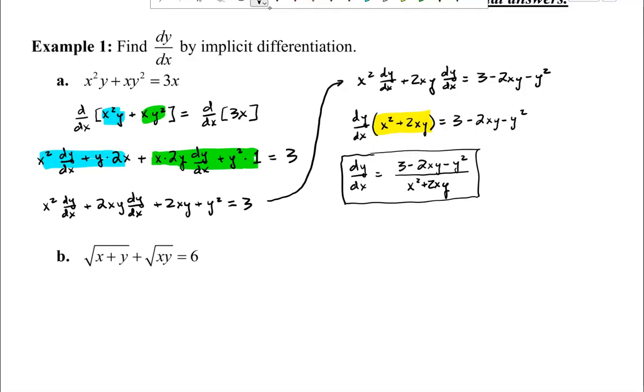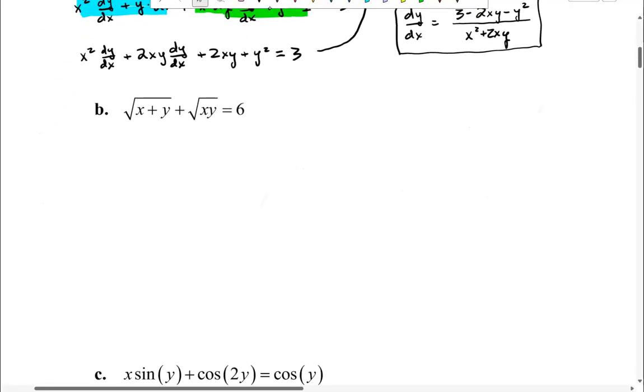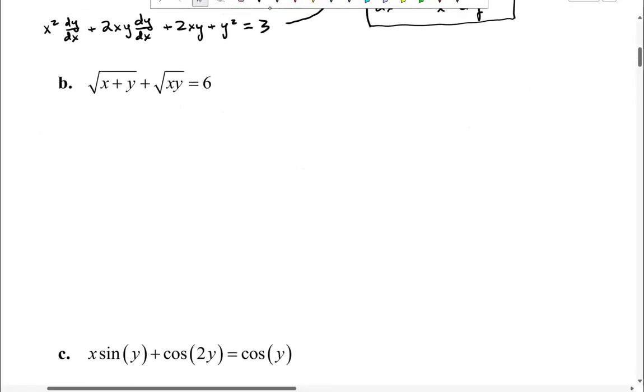We call this implicit differentiation because we're unable to get y by itself and take the derivative like we normally would. Or maybe we can get y by itself, but it's just too difficult or becomes too ugly for us to deal with. Let's look at part B. So with part B, we have these square roots, and we're going to need to take derivatives. So let's go ahead and first rewrite it as (x plus y) to the 1/2 power plus (xy) to the 1/2 power equals 6. And with this (xy) to the 1/2 power, it might be easier to rewrite it as x to the 1/2 power times y to the 1/2 power.